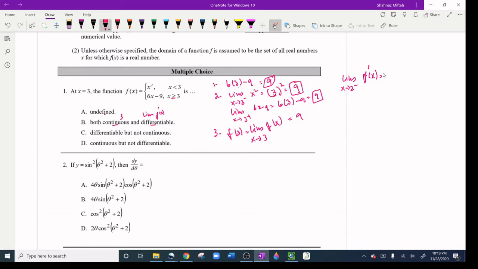So yes, limit from the left and right for the derivative is 6. So it is continuous and it is differentiable. So I'm going to say both continuous and differentiable. So the answer is B.